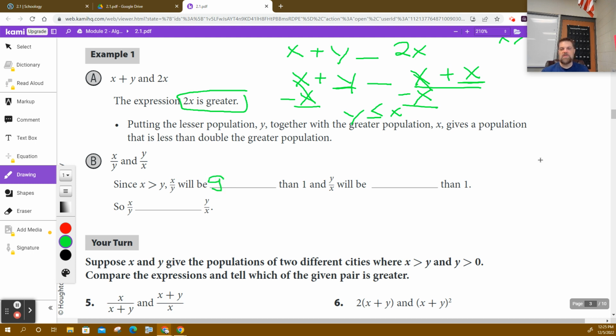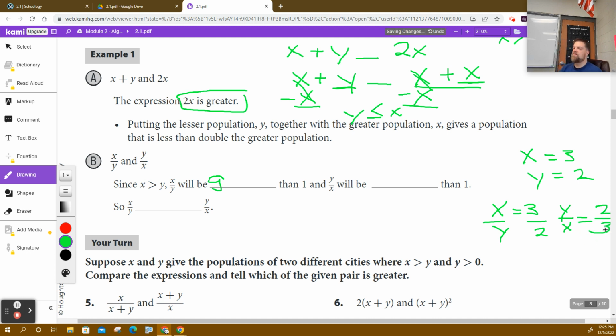And if you don't know, you can just plug a number in. If I say x is equal to 3, then I could say y is equal to 2, right? And in this case, x is greater than y, so x over y can be equal to 3 over 2, but then y over x is 2 over 3. If you plug those in a calculator, you'll see that x over y will be greater. So sometimes when you're not sure how to do things, you could just plug in some numbers and see what works. It has to be greater than 1 because x is greater than y.